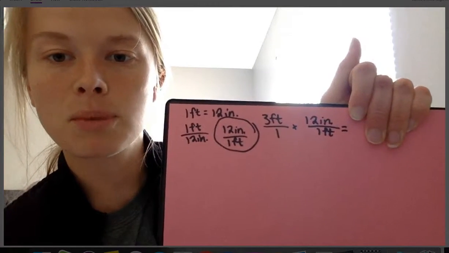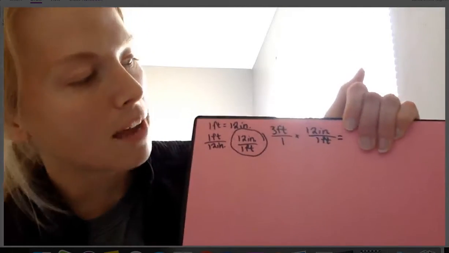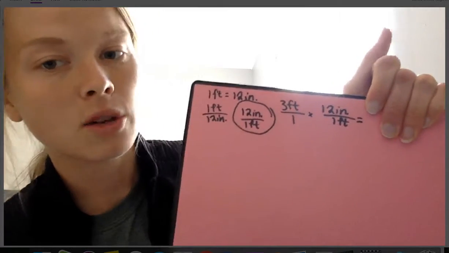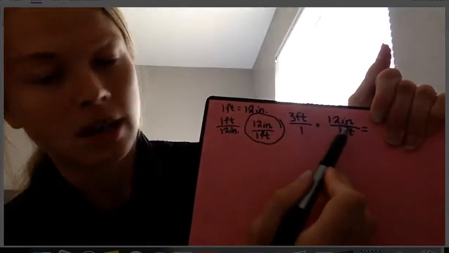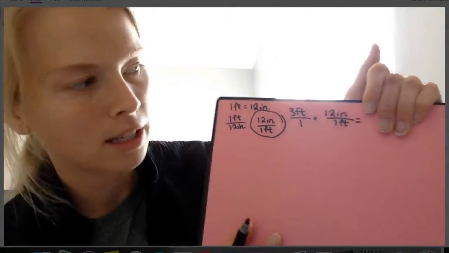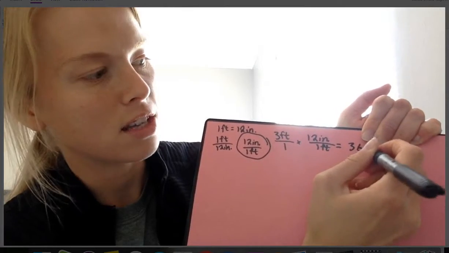And when I multiply across, I should get the answer I'm looking for. Since I have 2 1s on the bottom, I really don't have to worry about my denominators. So I am just going to multiply 3 times 12 to get my answer. Most of you should be able to do that in your head. So that should come out to be 36 inches.